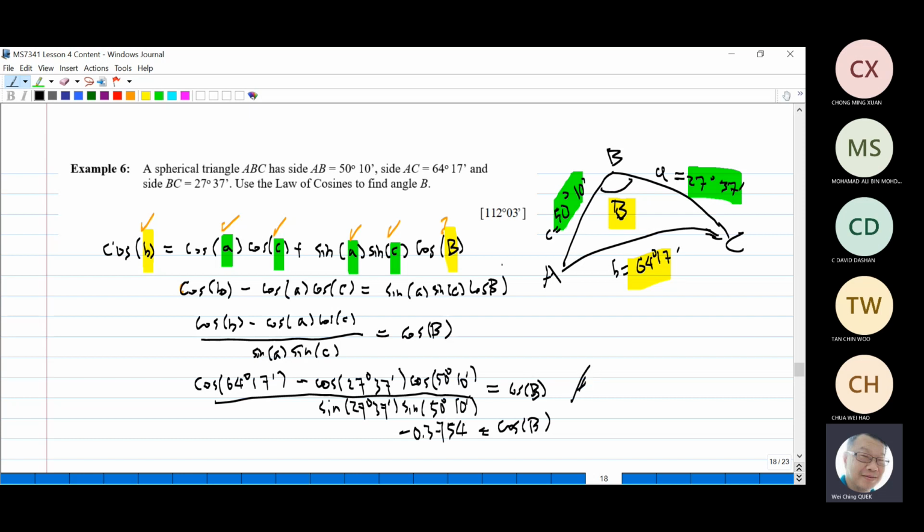So from here, I know what is cosine B now. B is equal to cosine inverse of whatever answer you have. So shift cosine inverse answer. Okay, this is actually 112 degrees 3 minutes, so it is easier this way. So this is how you do example 6 here.